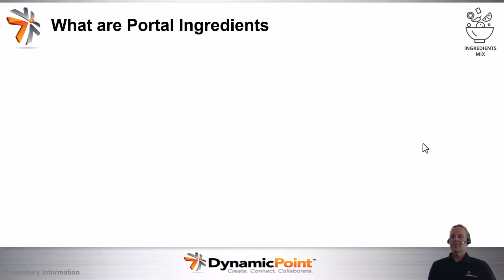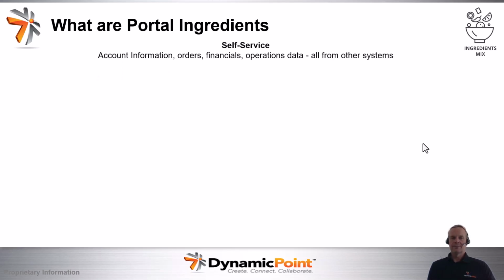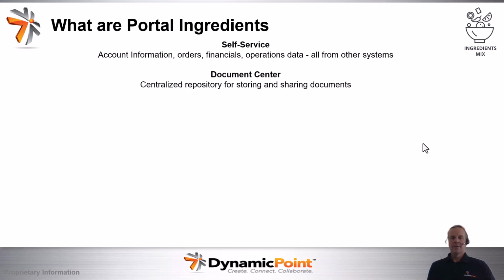Next, let's look at the typical ingredients for a portal. Self-service, such things as account information, orders, financials, all those things that we just reviewed from a customer or vendor perspective, all from other systems, and we want this included in real time in the portal they will be accessing. Document sharing. We want a centralized repository for storing and sharing documents.